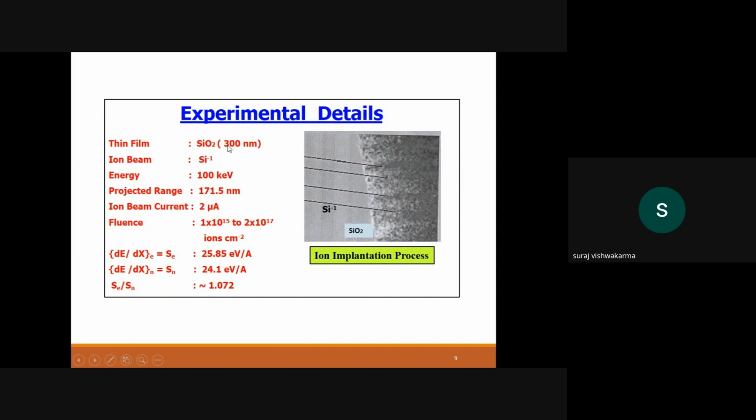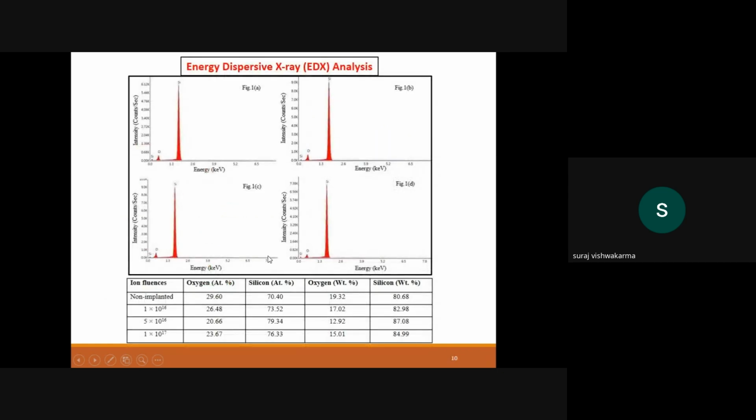So if you see, the layer is 300 nanometer and the ions are going almost 170. So it is not very deep beneath; it is somewhere just more than the middle position. Our aim is to develop the nanocluster at this particular range. Then these are the number of ions per centimeter square we have implanted to make the sample. These are the values of energy losses that have been calculated.